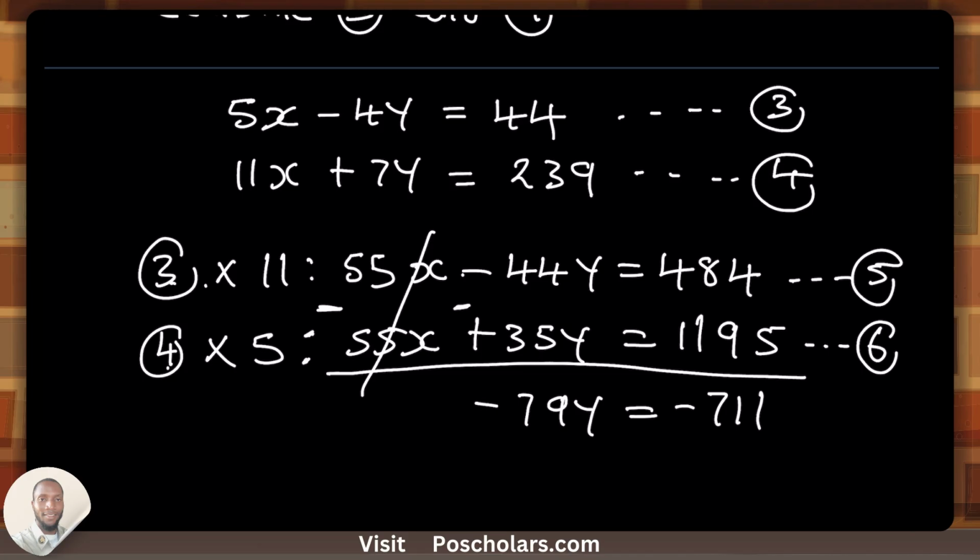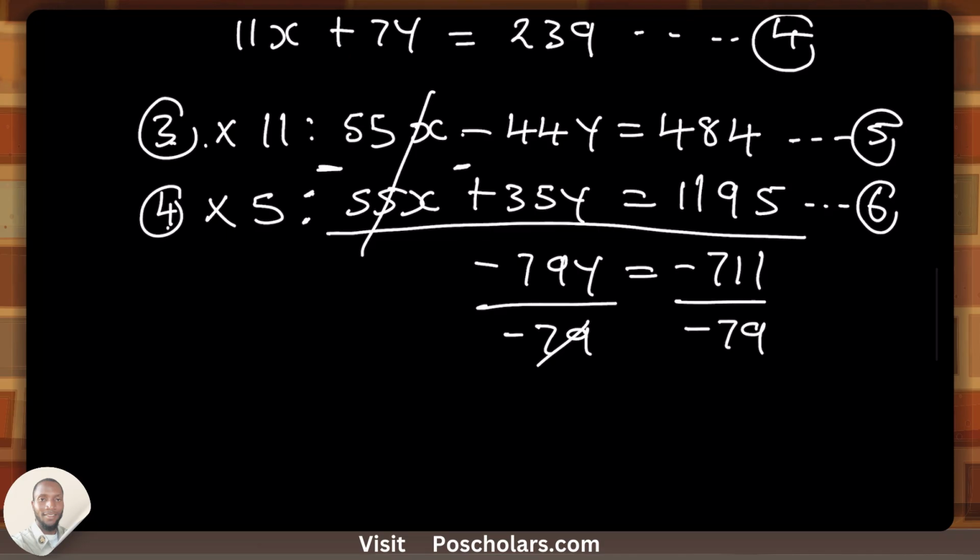What's the mission? The mission is for you to find the value of what? y here. So to do that, you divide both sides by minus 79. Divide left hand side and right hand side by minus 79. So when you do that, minus 79 cancels minus 79, and you are left with y, which is equal to minus cancels minus, minus is plus. Then 711 divided by 79 gives 9. So finally, y is equal to 9, right?